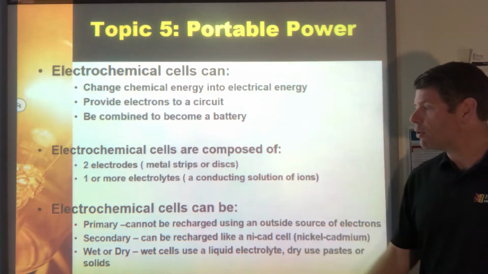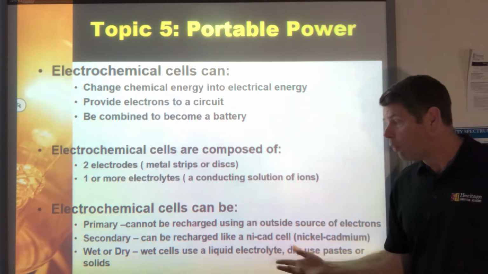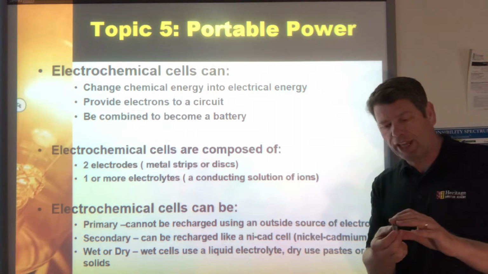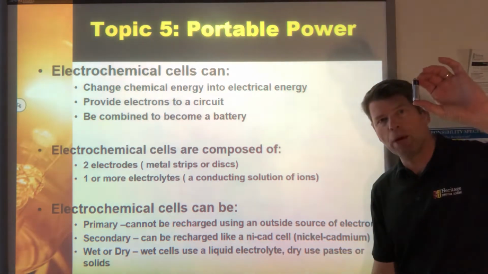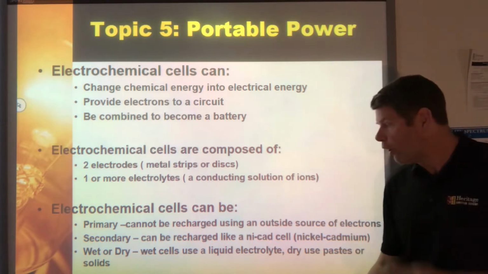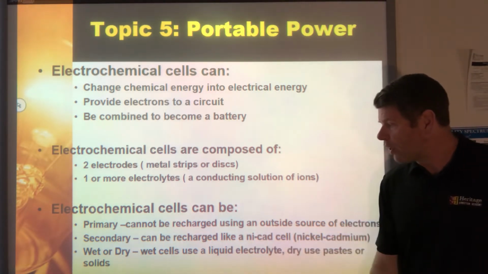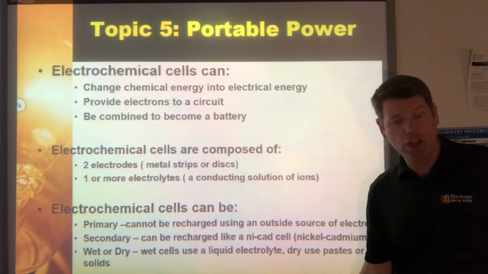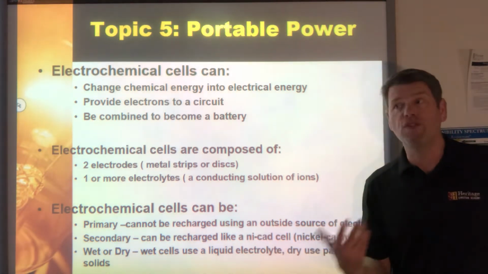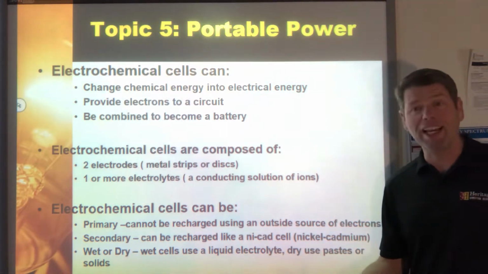Electrochemical cells can be classified as primary, which means they can't be recharged, like the typical AA battery that I'm holding. When it's done, it's done. Or they can be secondary, and secondary cells can be recharged, like your phone battery or your laptop battery.